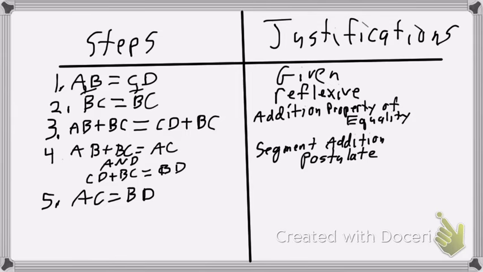And we go AB plus BC equals CD plus BC. Then step number 4 says AB plus BC equals AC. So what we're going to do is plug that in right there. And then we're going to take this one right here, and plug it in right there. And that's going to give us this, AC equals BD. And again, good old friend substitution.